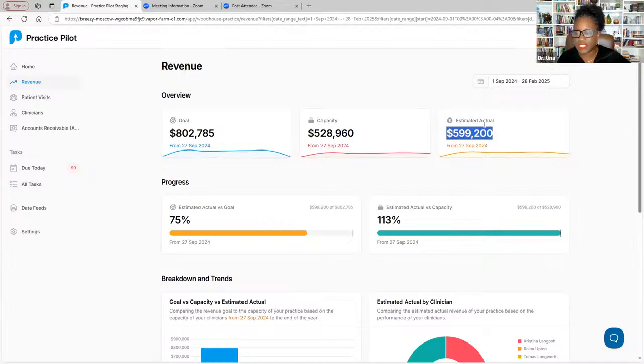Now, if you look at this estimated actual, you'll find out that it's higher than the capacity, which means the team that he has is running at full capacity. So it's not that, oh, I have to optimize my team. That's not what's happening. I need to raise my capacity, right? It's not the team. The team is overperforming, actually, right?